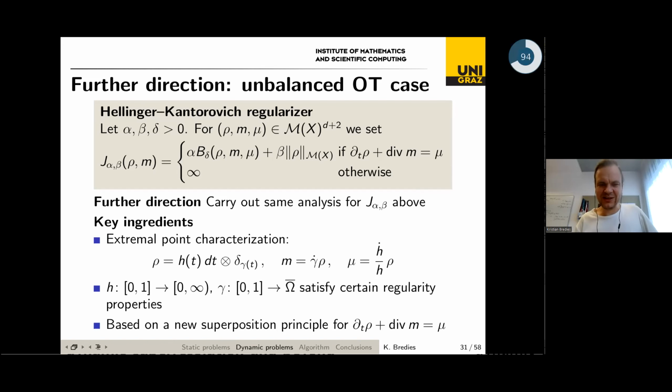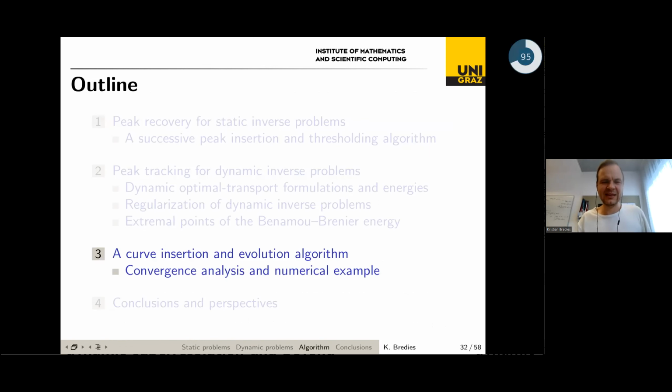And so the extremal points are a little bit more complicated because of non-constant mass. So you have trajectories with a positive weight in front, so the mass can change in time. The momentum is the same, but the right-hand side is also solving this kind of property here. And of course, there's a little bit more behind this. So this weight function here is regular in a certain sense. Also the gamma is regular in a certain sense, but in the end we have this extremal point characterization. And this is based on a superposition principle, of course, for this inhomogeneous equation, where we have the right kind of data.